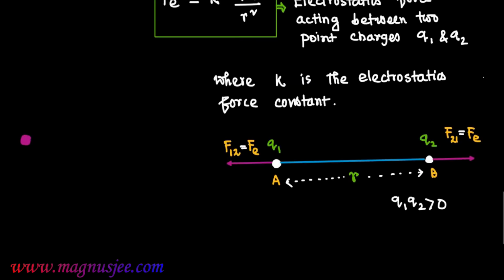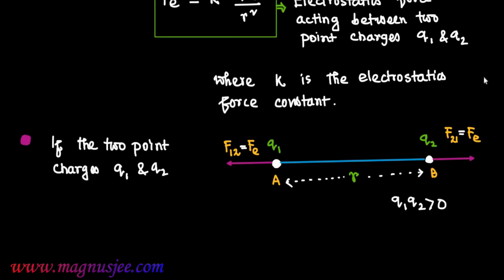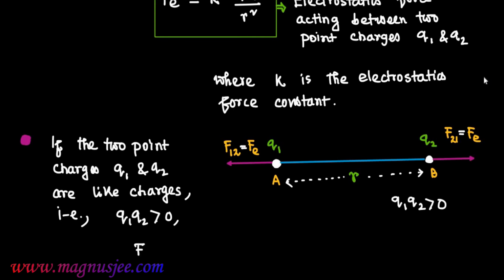Additional information in connection with Coulomb's law. If the two point charges Q1 and Q2 are like charges, that is Q1 times Q2 greater than 0, then F12 equals F21 equals Fe.